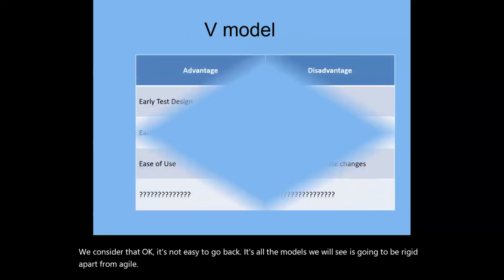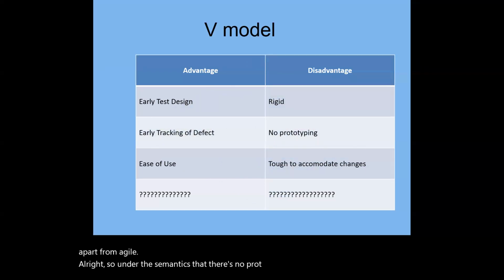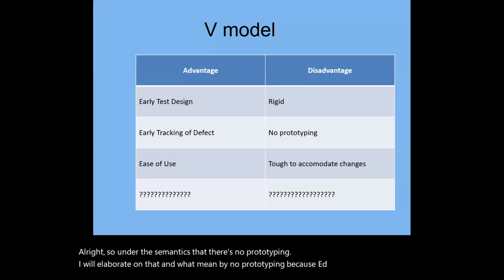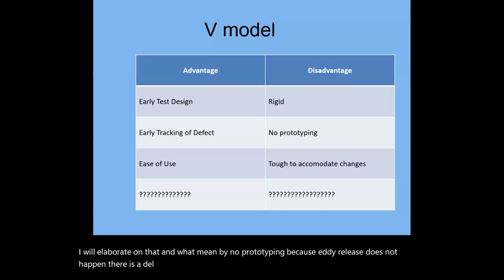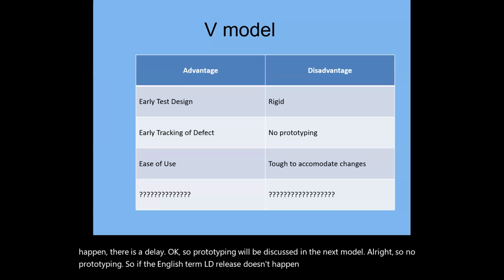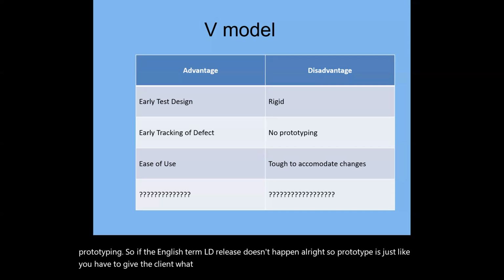So another disadvantage is that there's no prototyping. I will elaborate on what I mean by no prototyping: early release does not happen. There is a delay. Prototyping will be discussed in the next model. Prototyping is when you give the client working software as you are releasing. So there's no prototyping when it comes to the V model.